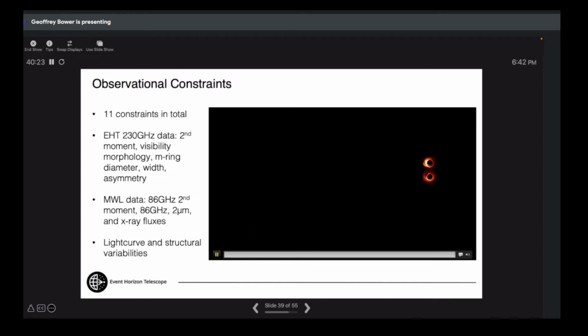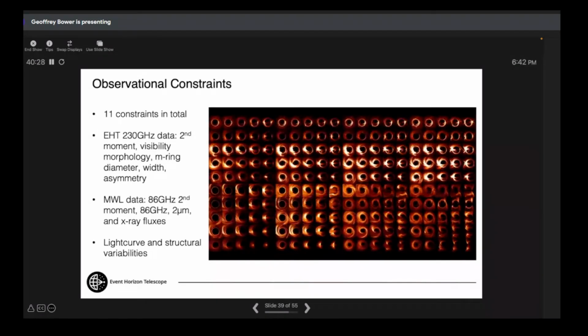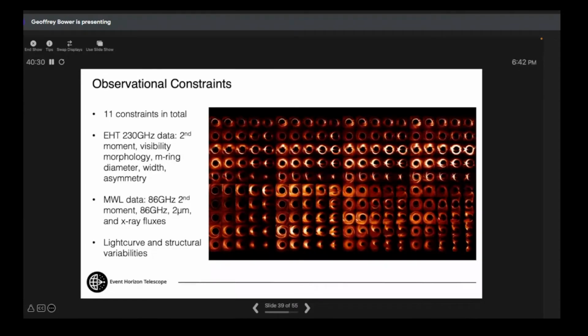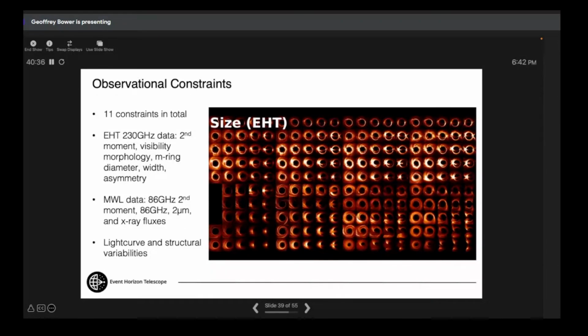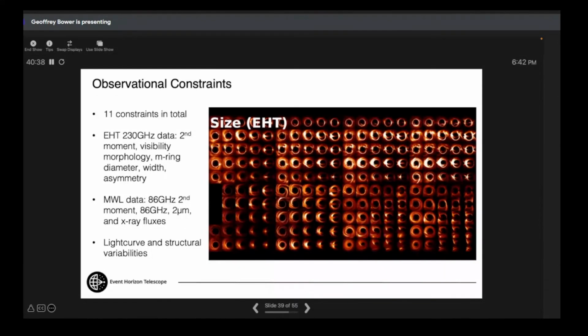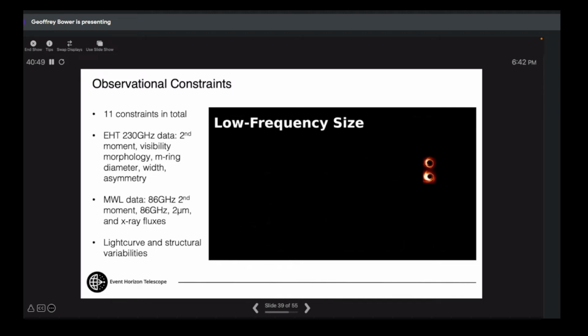Or maybe I'll run this again, just so you can see. So this is selecting models based on different parameters. And so size, this is a very broad measurement of size, not the precision measurement of the diameter. And here's where the EHT measurements themselves do a huge amount of selection. And then the multi-frequency spectrum, the 86 gigahertz size, 3 millimeter size. And we get down to a very small number of models that pass constraints.